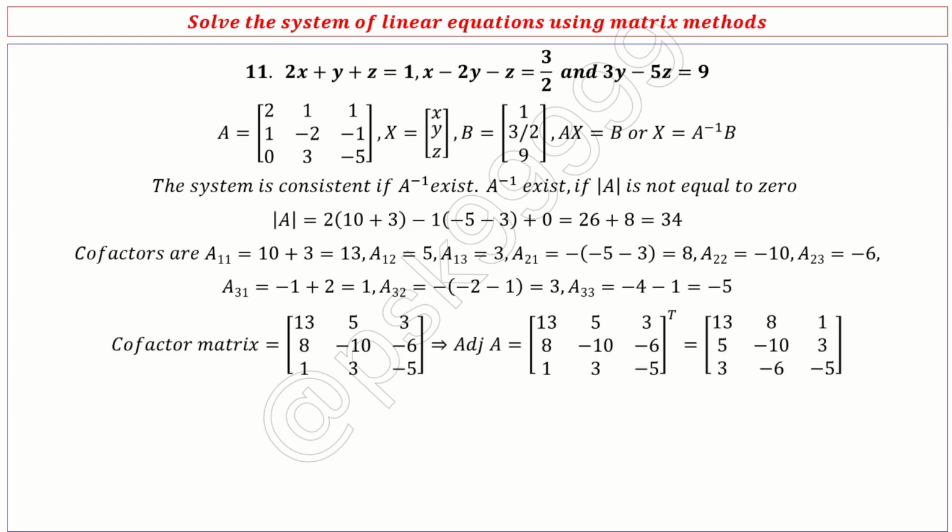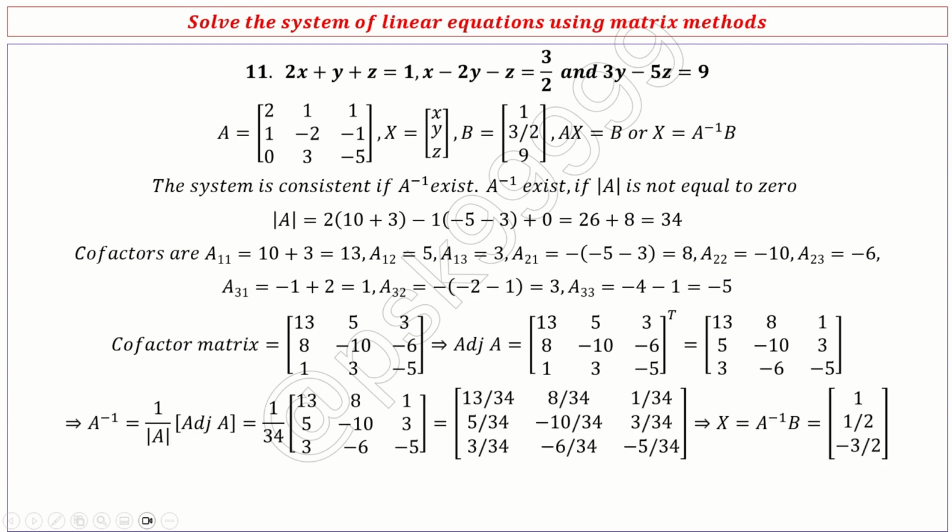Now you have the cofactor matrix. So the adjoint matrix is its transpose, which is 13, 8, 1, 5, minus 10, 3, 3, minus 6, 5. Now my A inverse is 1 by determinant of A times the adjoint of A, which is 1 by 34 times this adjoint matrix. Now X is A inverse into B, correct? If I do the multiplication, you will get 1, 1 by 2, minus 3 by 2. So x equal to 1, y equal to 1 by 2, z equal to minus 3 by 2. You can substitute and cross check your answer.